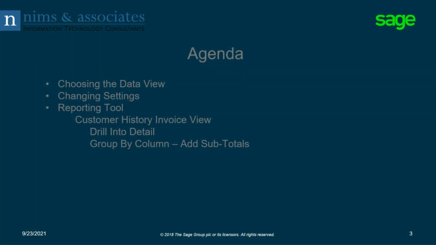So as a review, we chose our data view, history invoices for both accounts receivable and accounts payable. We looked at changing our settings, and then we looked at how we can use Business Insights Explorer as a reporting tool by drilling into that detail or previewing that detail, and then adding groups by column and adding subtotals.